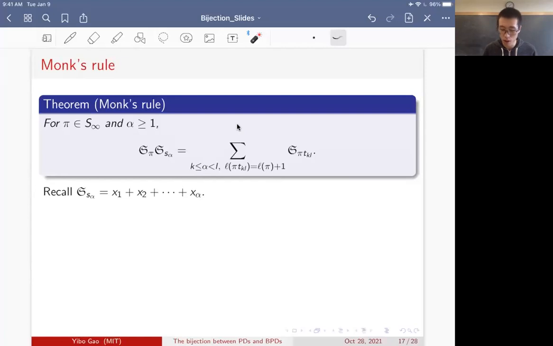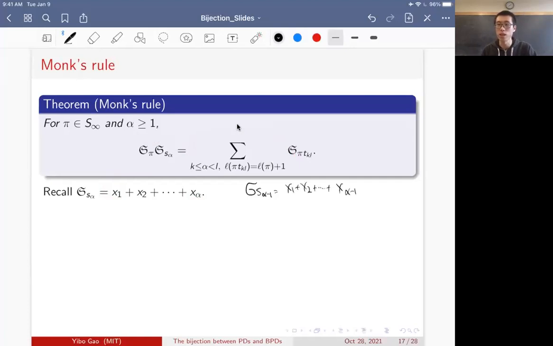So Monk's rule tells you how you can multiply a Schubert polynomial by a linear functional, and on the right-hand side, you expand that into some non-negative linear combination of other Schubert polynomials of length 1 greater than pi. I'm not going to go into details of what's written down here, but the coefficients are all non-negative just by geometric reasons. If you do the same thing for, let's say, the Schubert polynomial at s of alpha minus 1 equals x1 plus x2 plus dot dot dot plus x alpha minus 1.